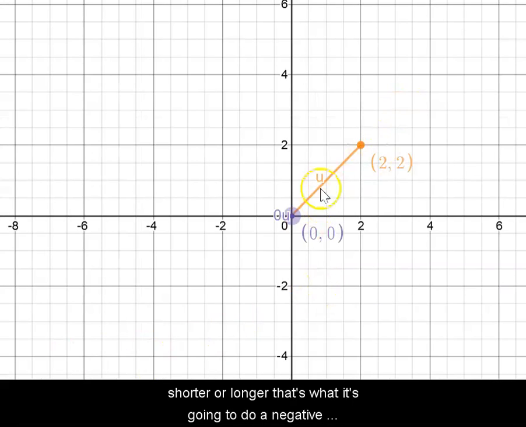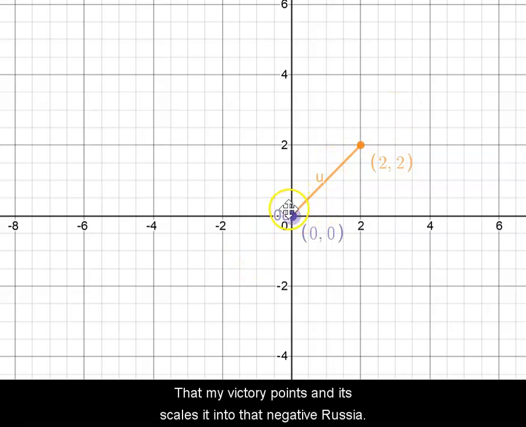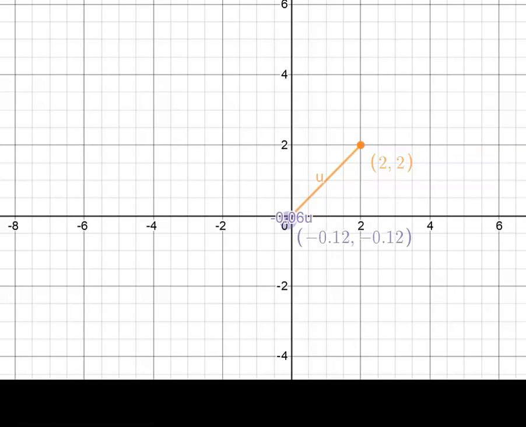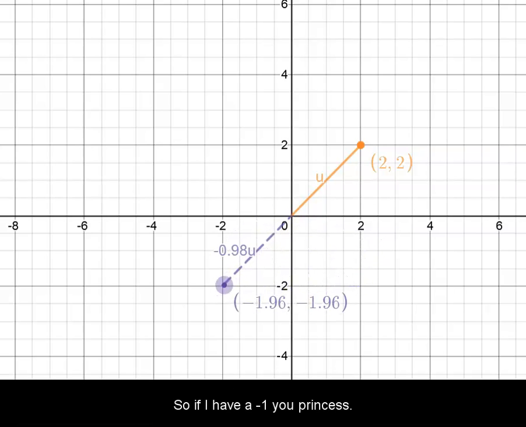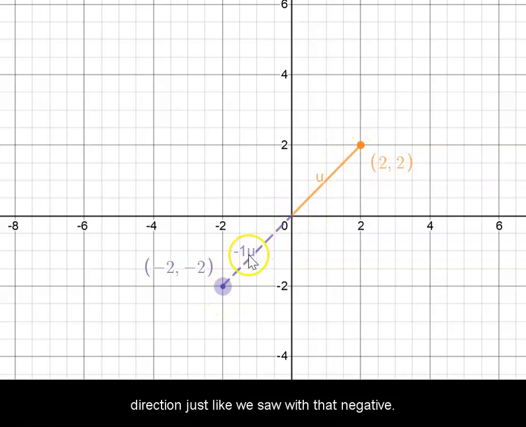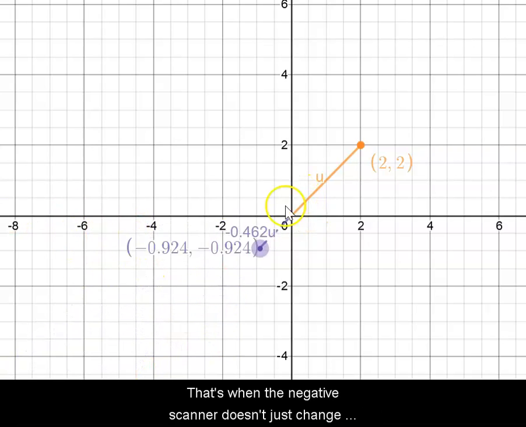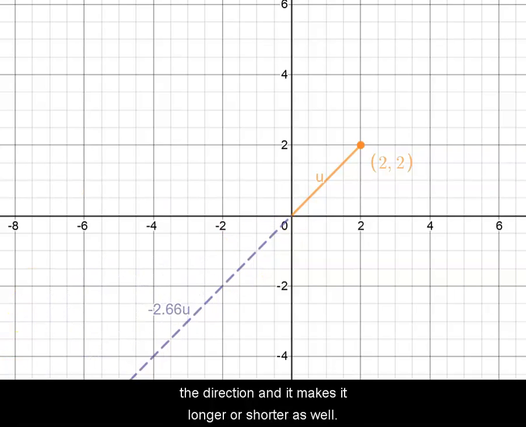Okay, now let's take that same vector u that we had, and this time we're going to do a negative scaling. So if I have a negative scalar value, it changes the direction that my vector points, and it scales it into that negative direction, right? So if I have a negative 1u, for instance, it is the same size as my original, just in the opposite direction, just like we saw with that negative b, okay? And it'll just grow it in the negative direction as much as I need to, okay? So that's what a negative scalar does. It just changes the direction, and then it makes it longer or shorter as well.